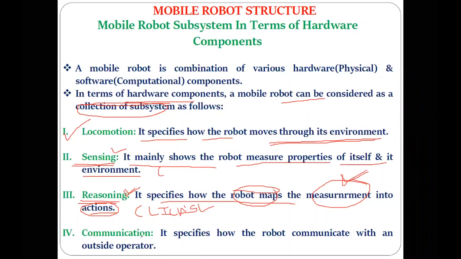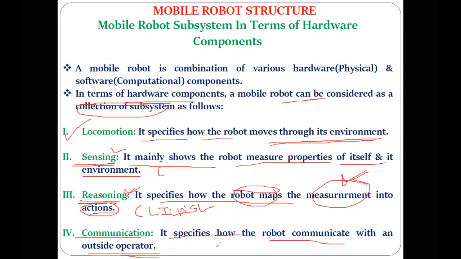And the last subsystem we have is communication. It specifies how the robot communicates with outside operators. Can the user be considered an outside operator? Yes, sir. So how can the robot communicate with the outside operator? There is utilization of remote control, there is utilization of a text interface, etc. I hope you must have seen a robot demonstration with the help of a remote control. With the help of the remote control, we can control the robot.